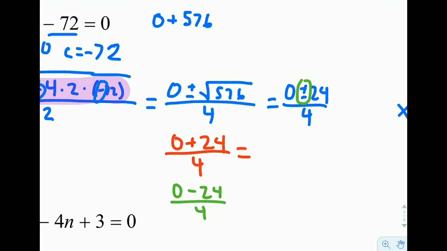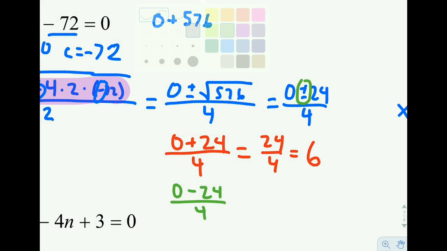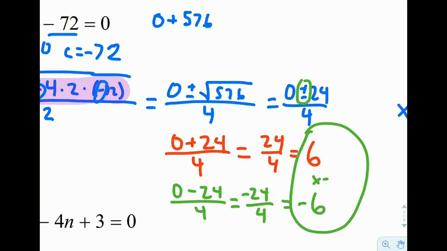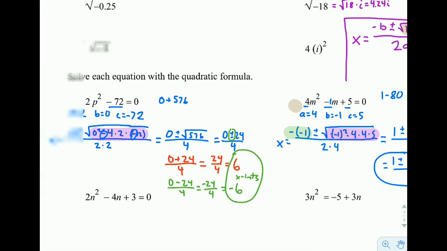0 plus 24 is just 24, and 24 divided by 4 is 6. 0 minus 24 is negative 24. Divide those and I get negative 6. So in this case, my two answers end up looking very similar. One's positive and one's negative. It does not always work out that way. But these are my x-intercepts, or my solutions, or my roots, or my zeros. Remember, there's lots of different names we have for those two terms.